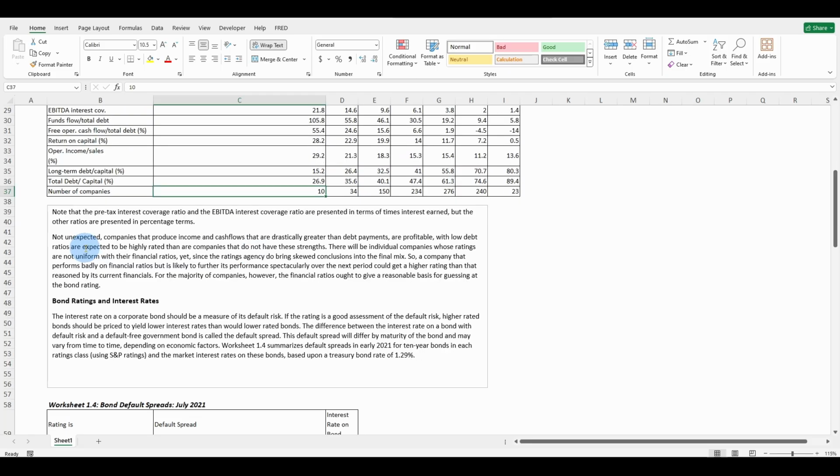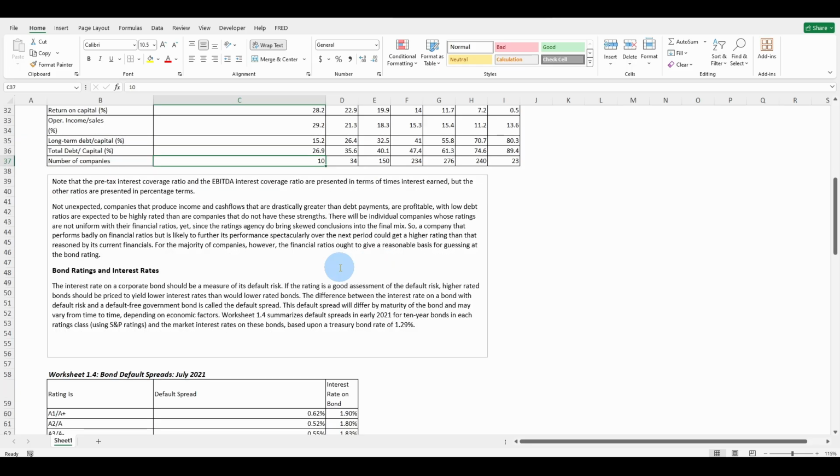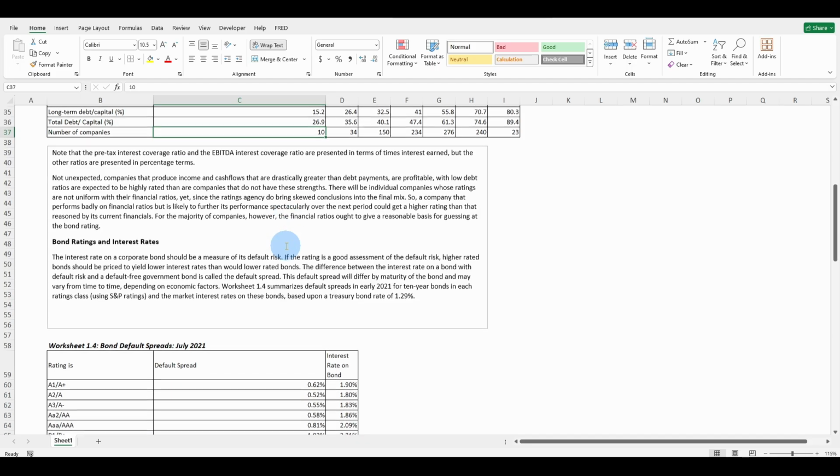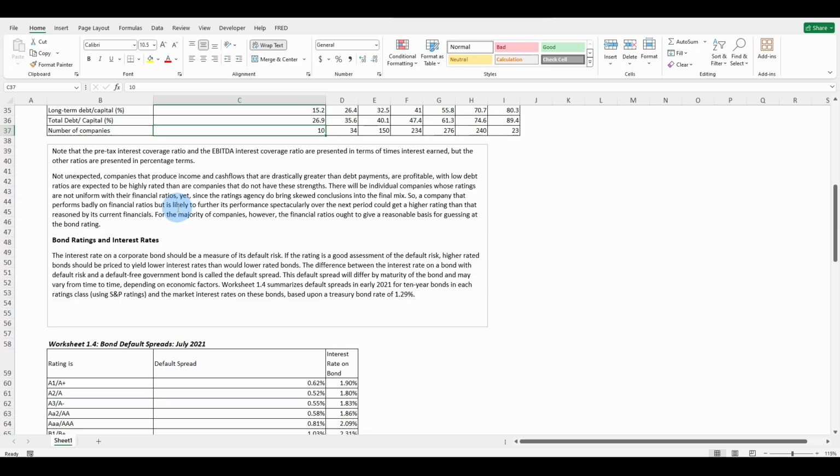Not unexpectedly, companies that produce income and cash flows that are drastically greater than debt payments and have low debt ratios are expected to be more highly rated than companies that do not have these strengths. There will be individual companies whose ratings are not uniform with their financial ratios, since the rating agencies bring subjective conclusions into the final mix. So a company that performs badly on financial ratios but is likely to perform spectacularly over the next period could get a higher rating than that reasoned by its current financials.